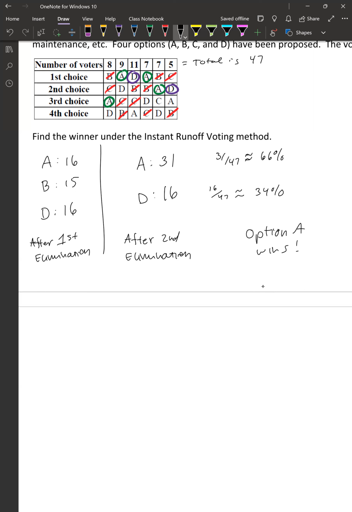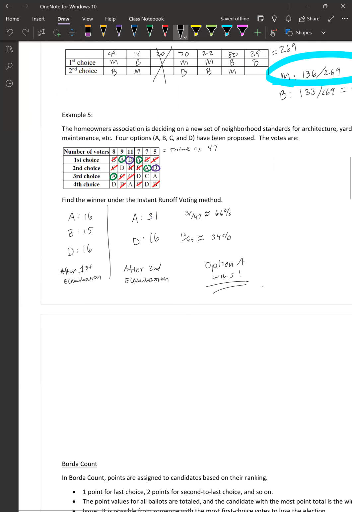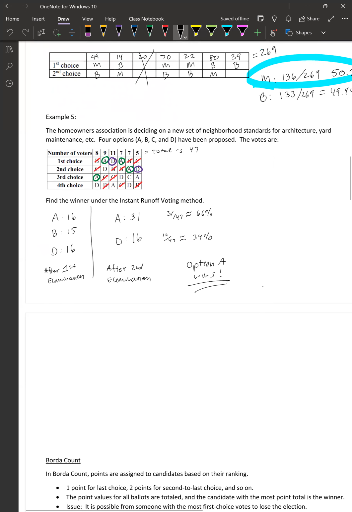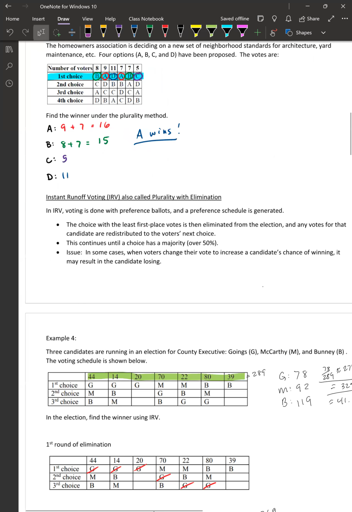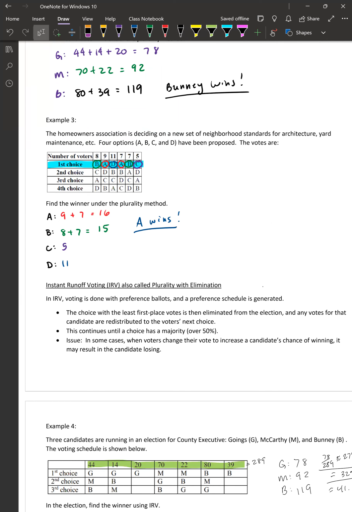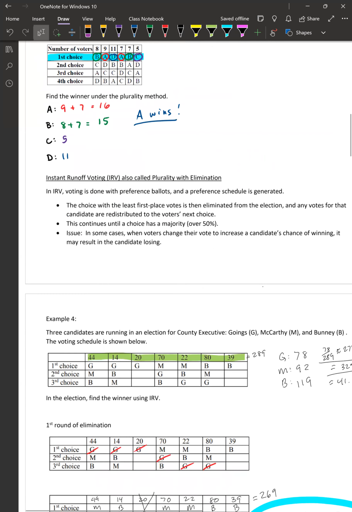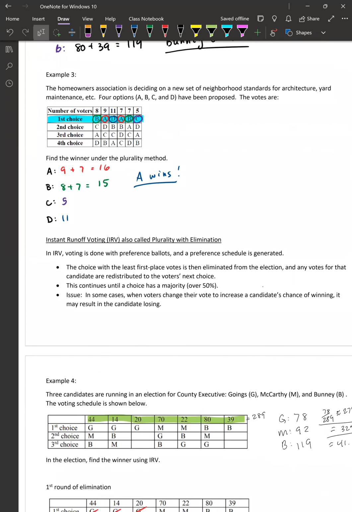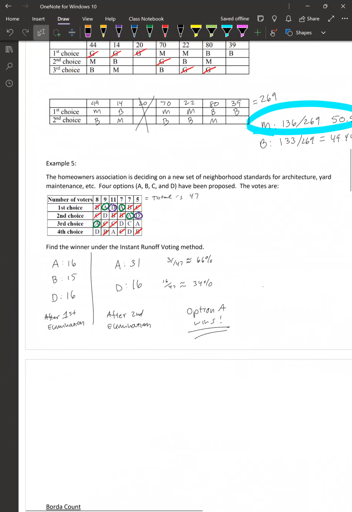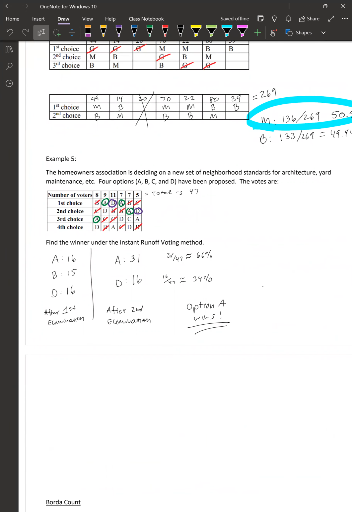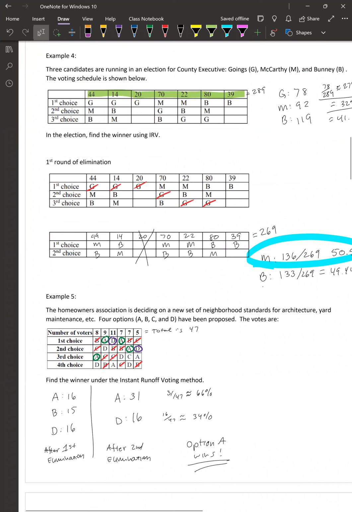Under the plurality with elimination method. Do you remember who won under the other method? I can't recall. I just want to go see. Oh, A also won. So in this case, it's the same winner with both methods. That's kind of nice. Okay, so that is plurality with elimination.